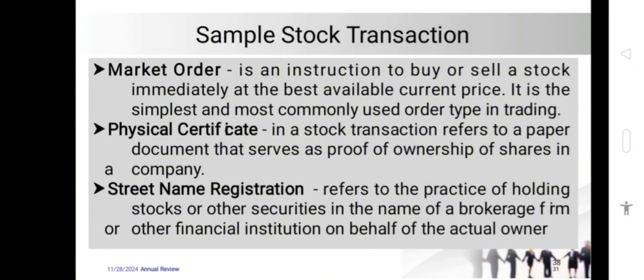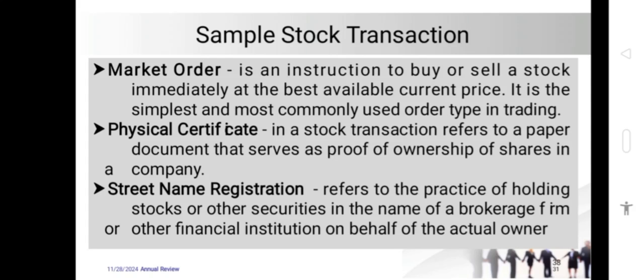Next is sample stock transaction. What is a market order? A market order is an instruction to buy or sell a security immediately at the best available current price. Market orders are used when the priority is speed of execution rather than price. While market orders ensure fast transactions, they may result in higher or lower than expected prices in volatile markets, highlighting the importance of understanding market conditions before placing such orders.